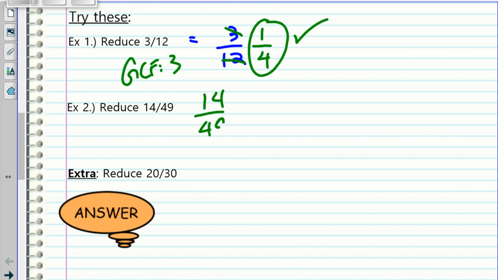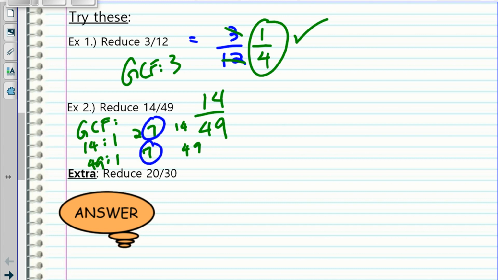Let's try the next one. 14 over 49. I did set this one up specifically so that you could have a little bit of activity in searching for the greatest common factor. So this one I will give you a little more detail in the answer. 7 times 7 is 49. So 7 is the greatest common factor. Reduce. 14 divided by 7 is 2. 49 divided by 7 is 7. That's right.